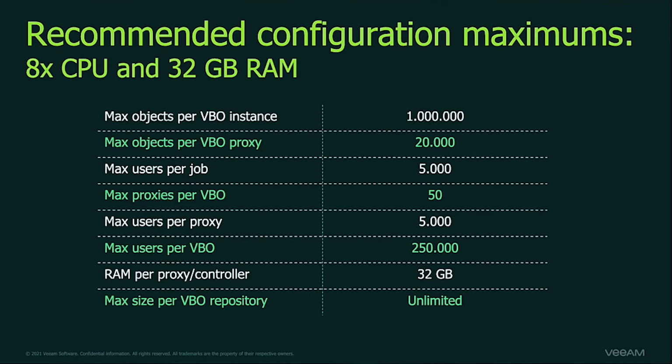And these million objects can be spread across several different proxies to equal out to be about 5,000 users per job. Now, if you're doing multiple jobs per proxy, you can load balance those proxies over multiple jobs and the maximum configuration of each of those controller components.